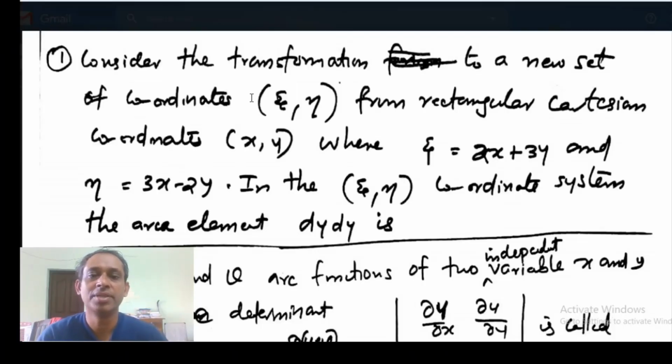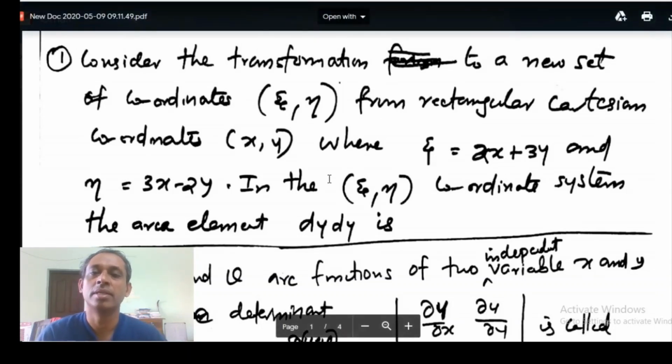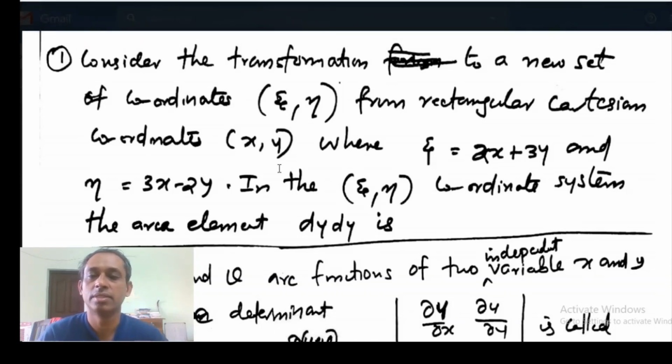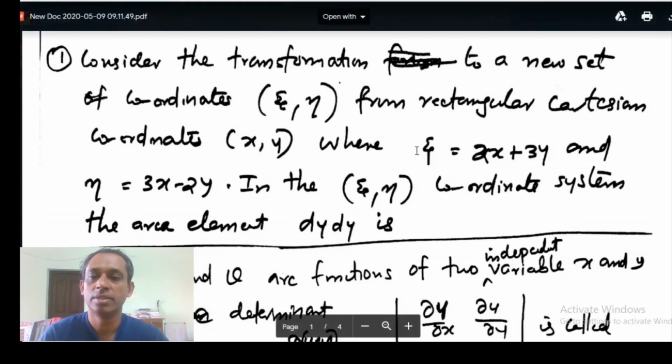Hi everybody, today we will see again 4 questions from the mathematical methods part. First question: consider the transformation to a new set of coordinates theta and eta from rectangular Cartesian coordinates x, y.